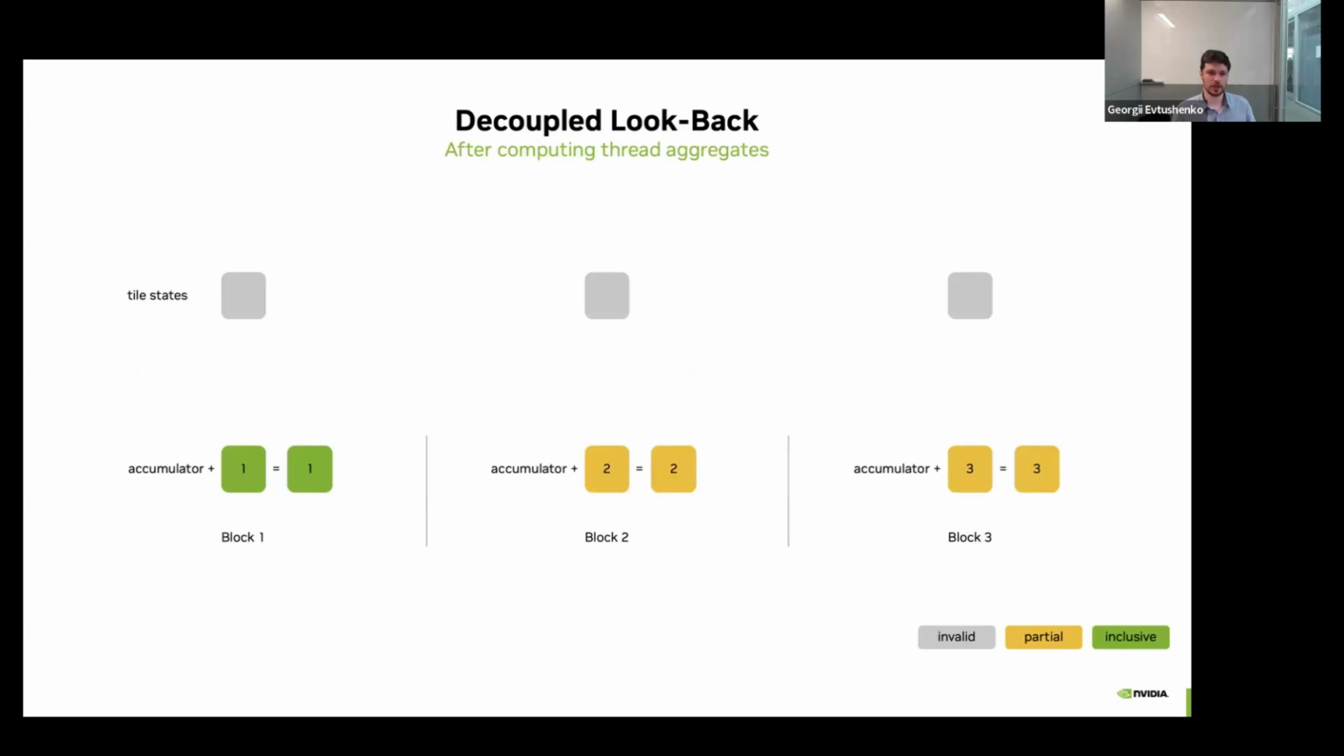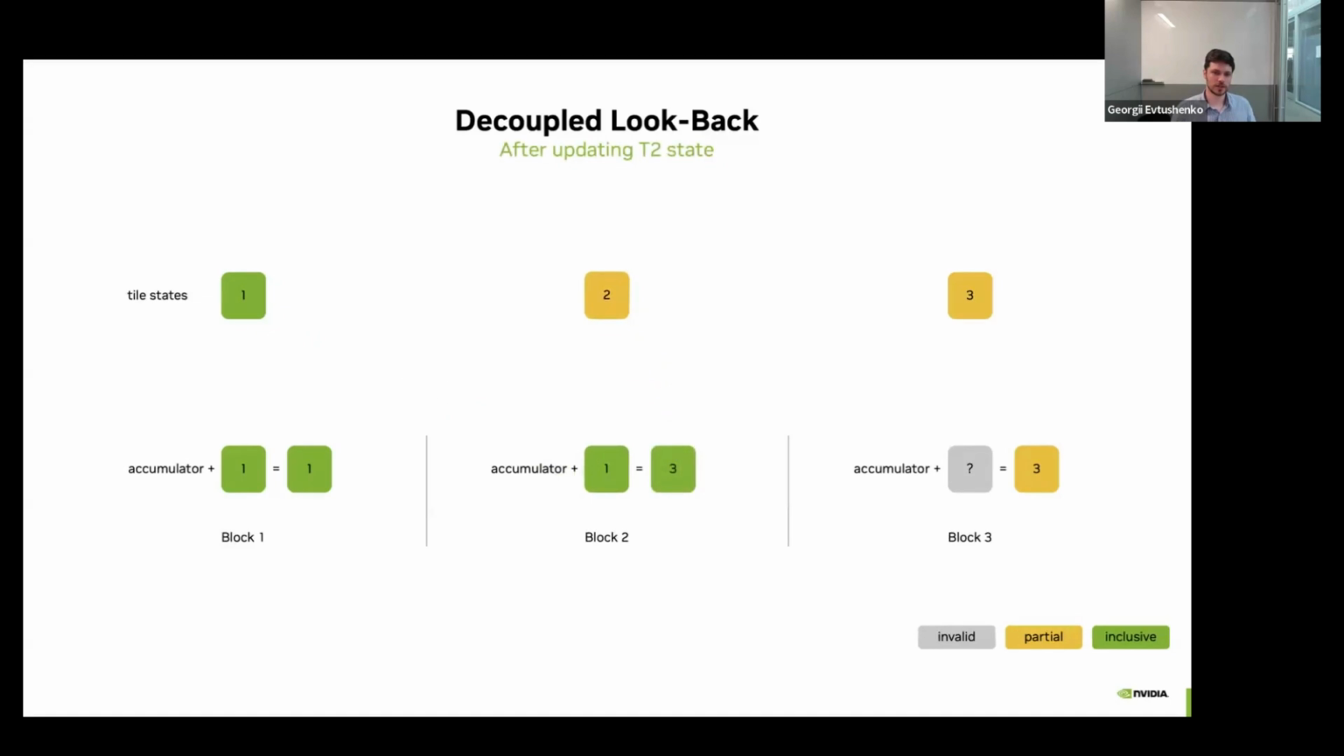Here we start with 3 thread blocks. Each thread block adds tile reduction to accumulator. Then block 1 and block 3 store their tile states to global memory. Block 3 then reads tile state of block 2, but block 2 hasn't updated the global state yet. So block 3 reads invalid data.